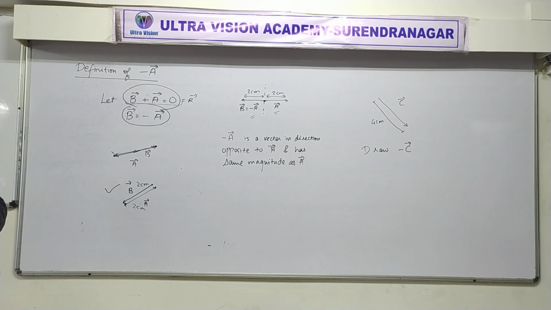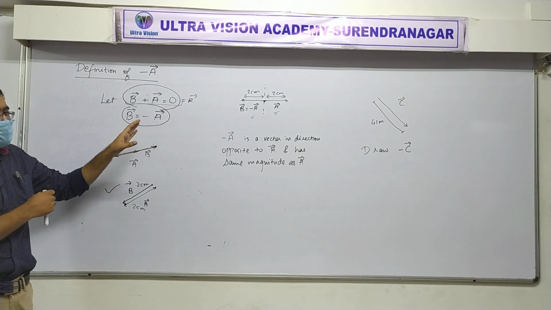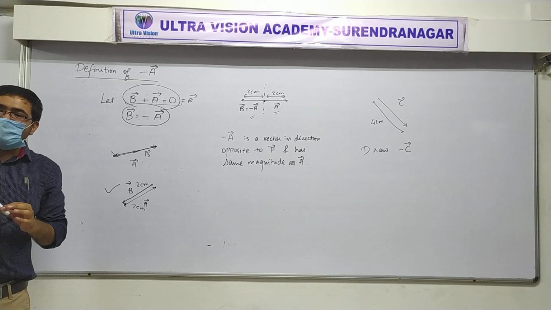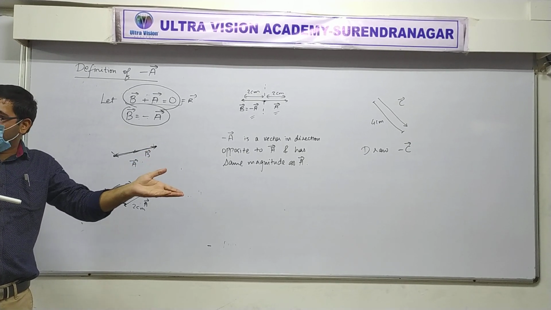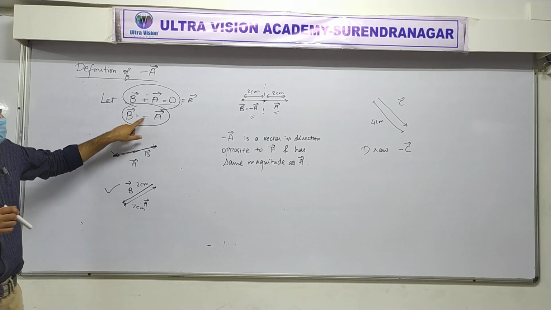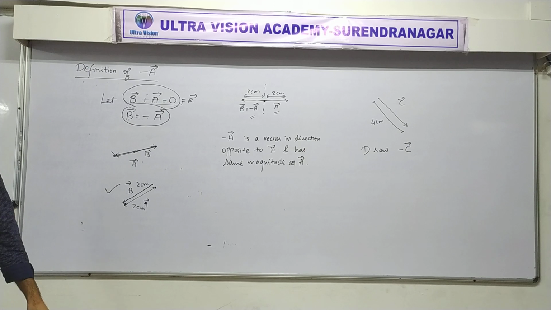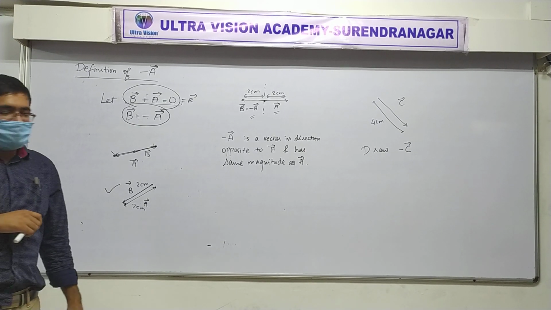You draw minus C vector in your notebook. Follow what I have taught you. What does this minus sign indicate? Direction. The direction will be opposite compared to A vector. Correct or not? The direction will be opposite. That's the meaning of this sign. Magnitude will be same.